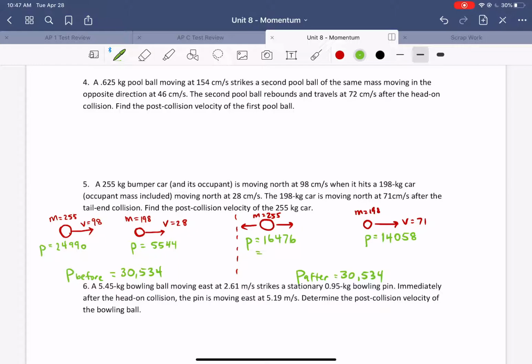And momentum is mass times velocity, so that's going to be the mass, 255, multiplied by the velocity, which is what we're trying to solve. All right, so we just solve this equation here, and let me just steal this space down here. The velocity is going to be 16,476 divided by 255, which gives us a velocity of 64.6. And now, since I was using centimeters per second everywhere in this problem for my velocities, my answer is also going to be centimeters per second.